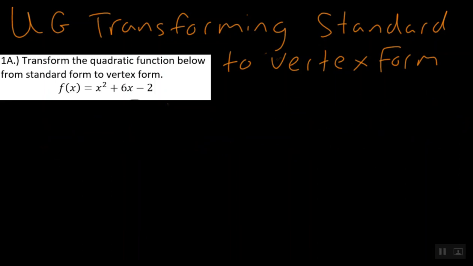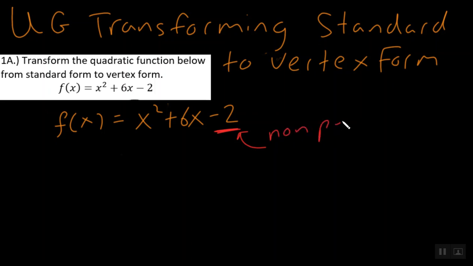Okay, in order to transform a quadratic from standard to vertex form, what we're going to do is write f of x is equal to x squared plus 6x minus 2. And my goal is to turn this into a perfect square. More on that in just a second. The only thing I want you to really understand is that this negative 2 here is actually preventing me from turning this into a perfect square. So I'm going to call this a non-perfect constant. We'll say that this non-perfect constant is really kind of messing everything up.